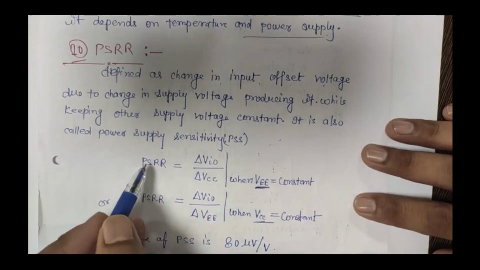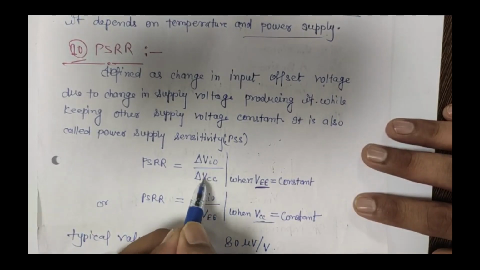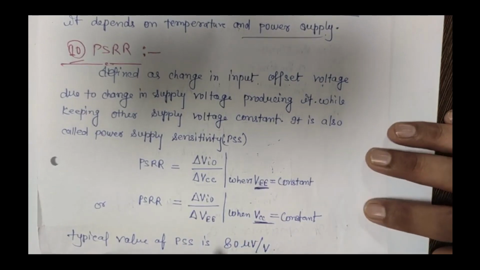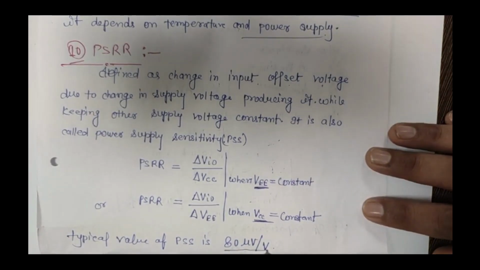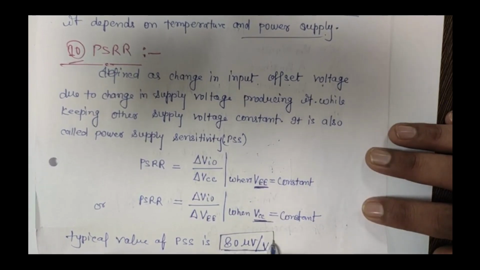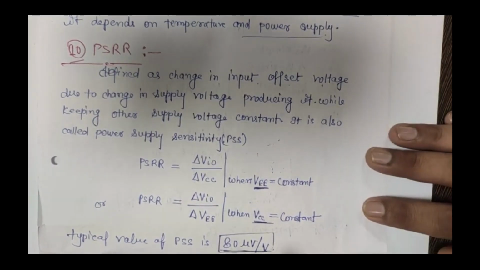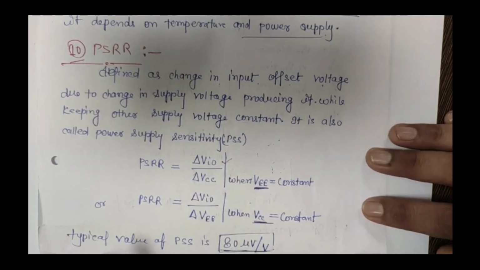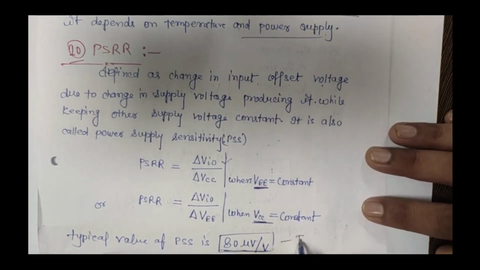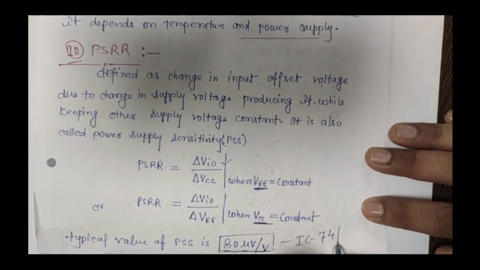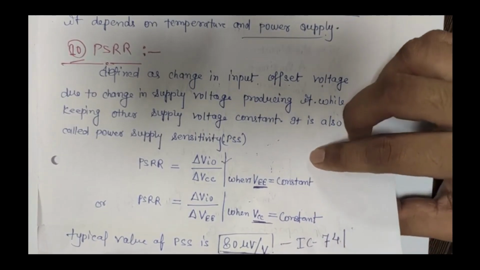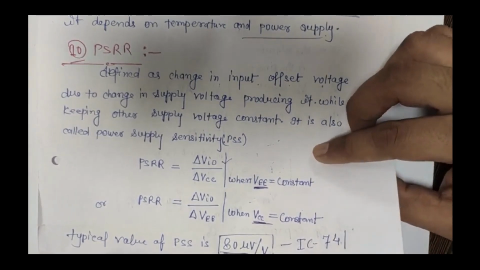So power supply rejection ratio is change in input offset voltage with respect to change in power supply when the other voltage is constant. The typical value is 80 microvolt per volt. Ideally this also should be 0, because as I told, input offset voltage should be 0. But practically for IC 741 its value is 80 microvolt per volt. This is the 10th property of operational amplifier, power supply rejection ratio.